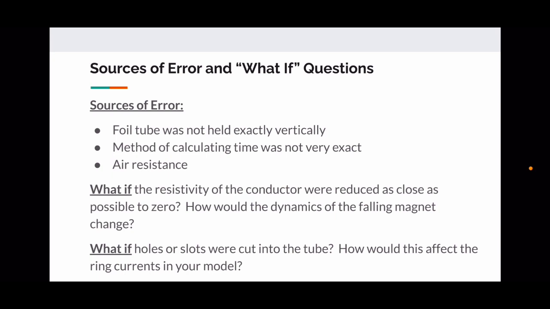What if holes or slots were cut into the tube? How would this affect the ring current in your model? The holes would disrupt the current flowing through the foil, thus decreasing the magnetic force up, and the magnet would fall through the tube faster, since the gravitational force would be greater than the magnetic force.